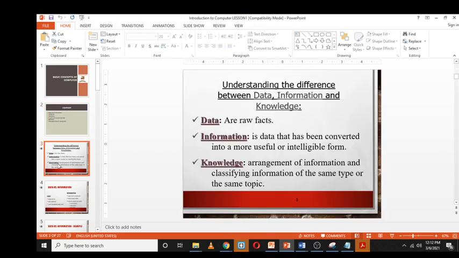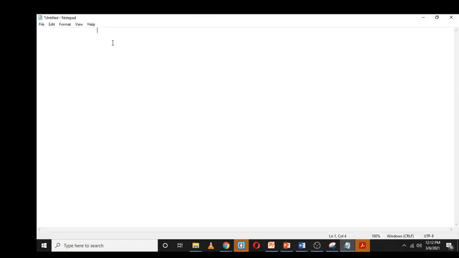So having said that, let's try to understand the difference between data, information, and knowledge. Quickly, let's pay attention here. So we have data, and we have information, which is right here, and then knowledge. So what do you think is the difference between these two?